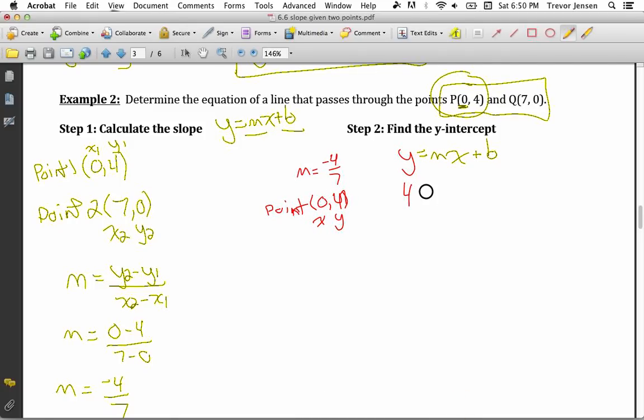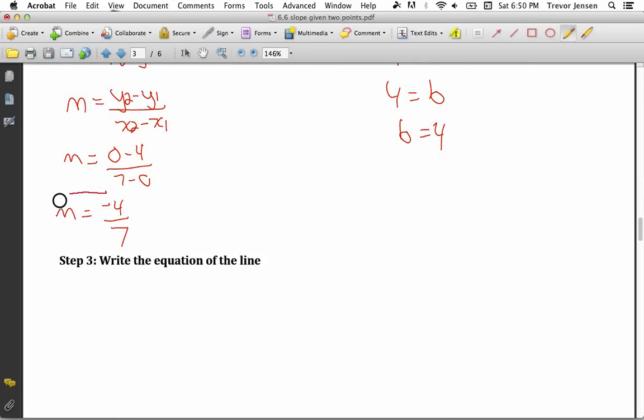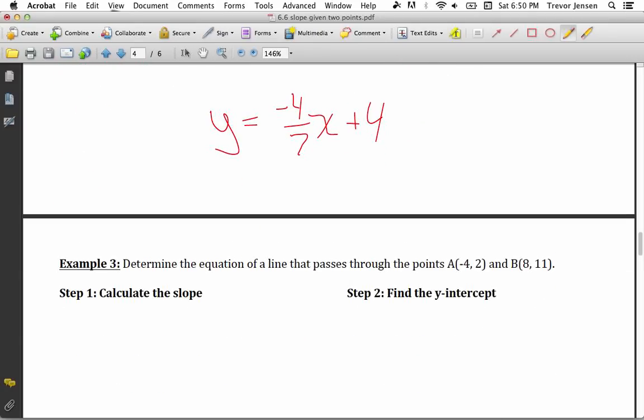So the y coordinate was 4, the slope is negative 4 over 7, the x coordinate is 0 plus b. Negative 4 over 7 times 0, well, anything times 0 is 0. So 4 equals b, so my b value is 4. So now I can write the equation of my line using my slope and my y-intercept. So the equation of the line is y equals negative 4 over 7x plus 4. And that's the equation of the line.